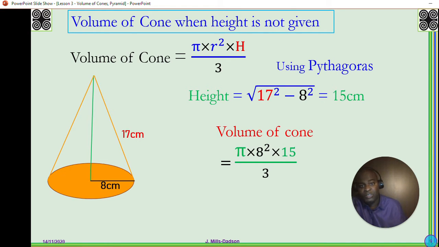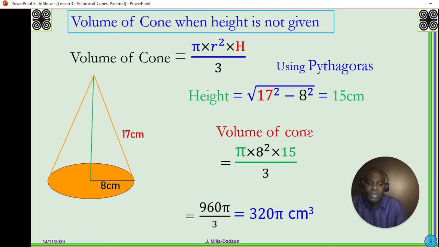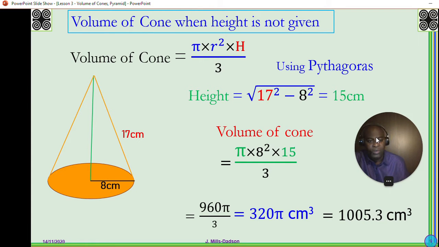area of base, which is pi r squared, times it by the height, which is now 15, divided by 3. We now have our answer 320 pi cm squared, which gives us 1005.3 centimeter cube. So this introduction, linking Pythagoras into volume.